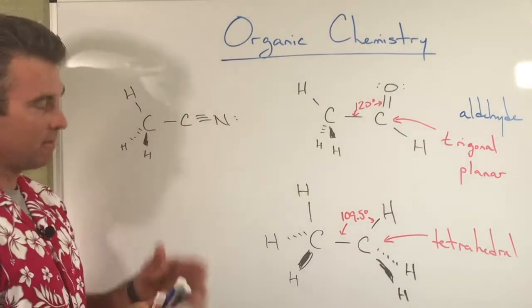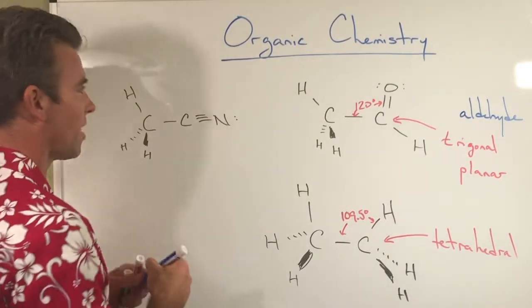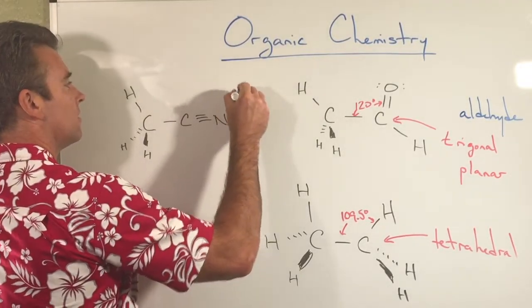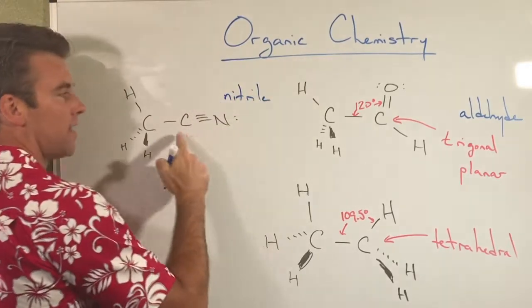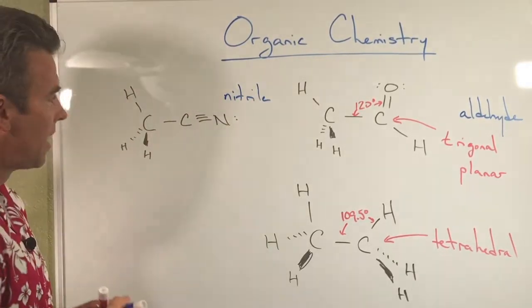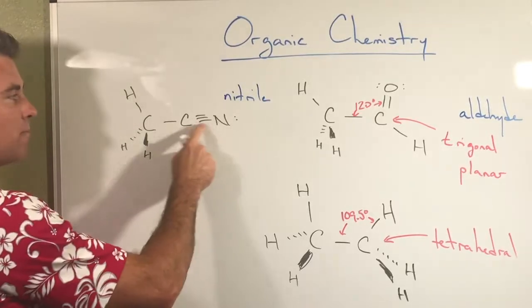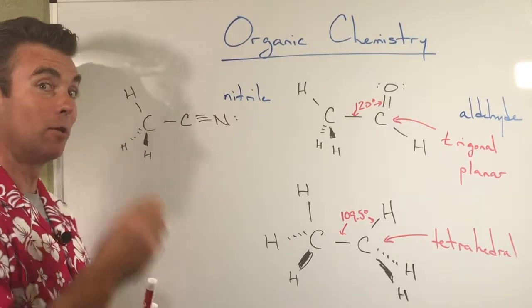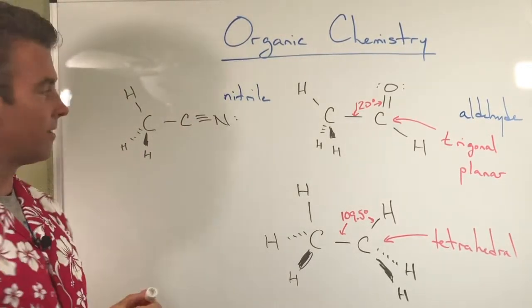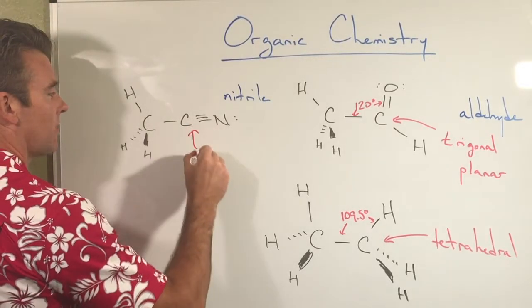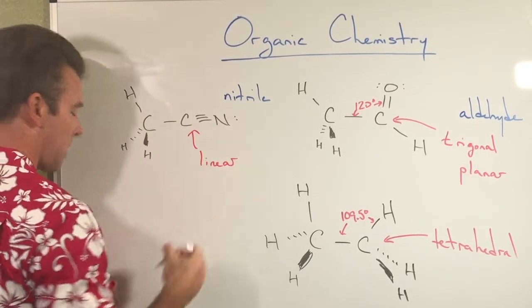This, by the way, is called a nitrile, that type of functional group. And that carbon, you'll notice, is only bonded to 2 different atoms. Still bonded 4 times, but only to 2 different atoms. And that's what gives rise to what's called a linear geometry.